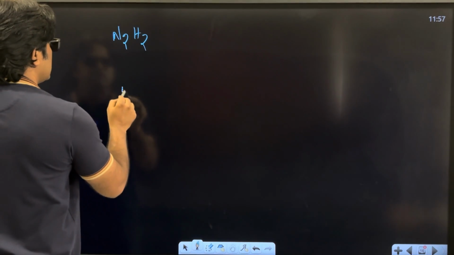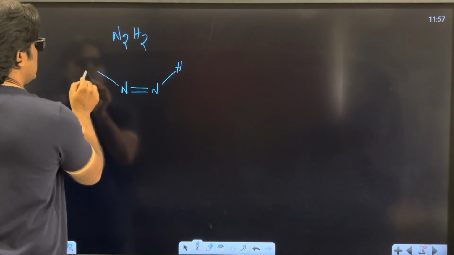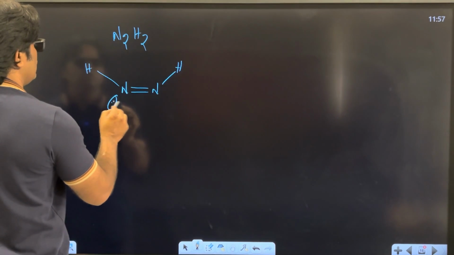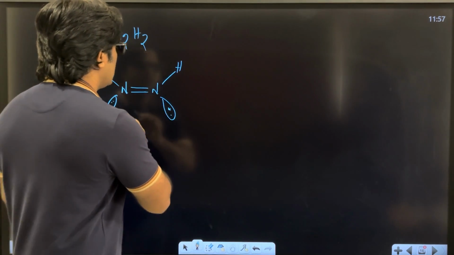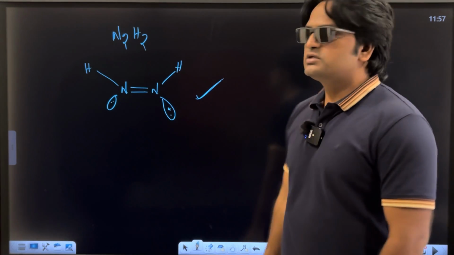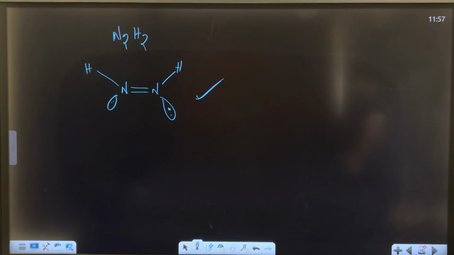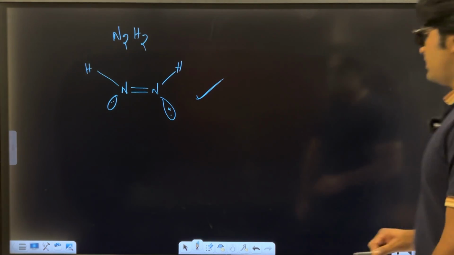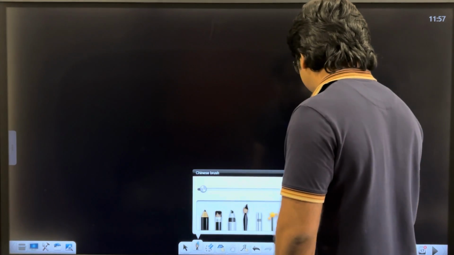N2H2. How many nitrogen atoms are there? 2 nitrogen atoms are there. Hydrogen and hydrogen, and here a lone pair. Next one, a lone pair of electrons. Is it possible? Yes. This molecule also shows geometrical isomerism. So these are the best examples, and now you tell me the last one about geometrical isomerism.